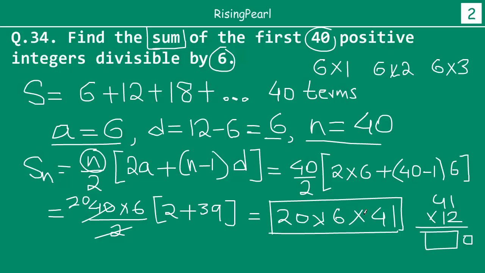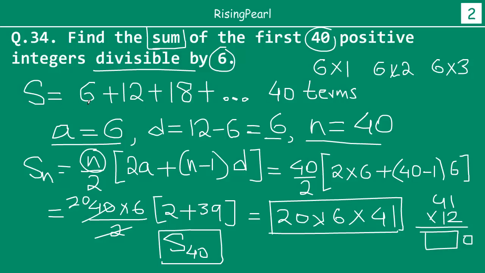So this will be the product, and that will give you the sum of the first 40 positive integers which are divisible by 6. What was important in this question was to realize that when the question is given as find the sum of first certain number of positive integers which are divisible by 6, the fact that these numbers which are divisible by 6 or 4, 3 or any other number, they actually form an arithmetic progression, right?